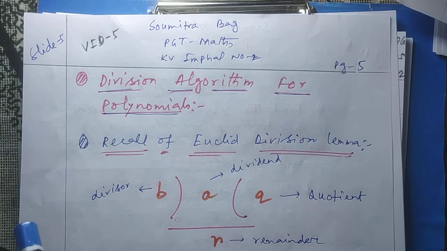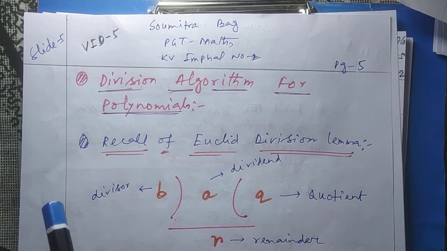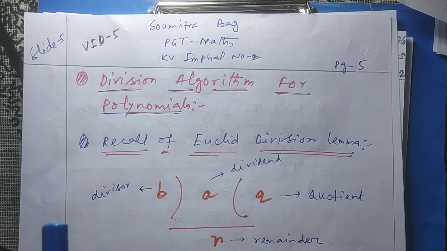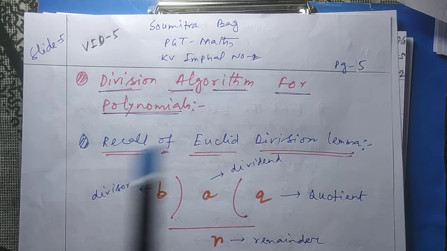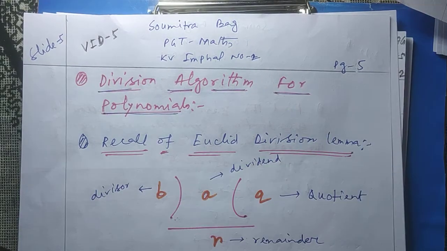Now the question may arise, what is the meaning of algorithm? First we need to understand what is the meaning of algorithm. The word method is simply known as algorithm in the mathematical language. That means here we shall learn the division method for the polynomials.